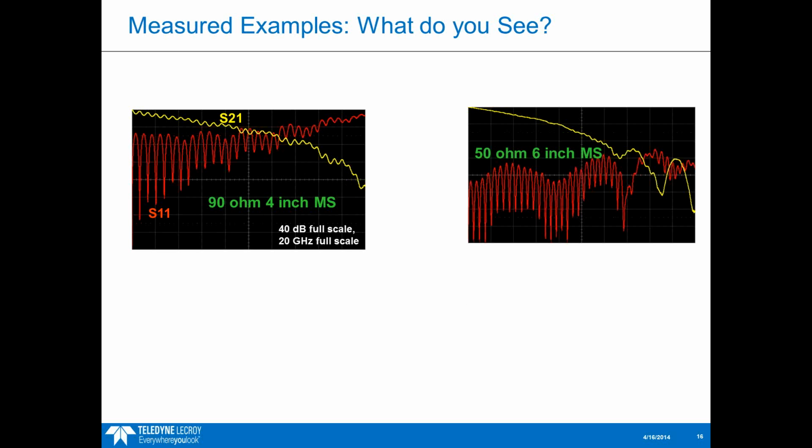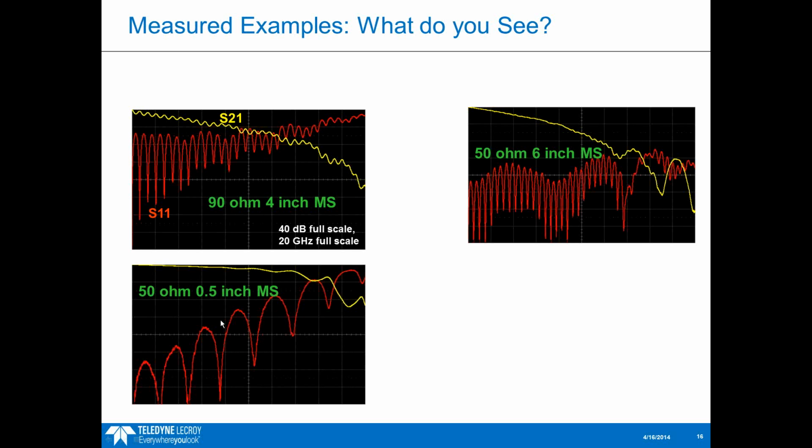This is a 50 ohm 6-inch microstrip, and you can see some of the effect of the connectors here. If we look at this 1/2-inch microstrip trace, this is pretty interesting to contrast with the 6-inch trace, because now you can see how much wider the ripple looks for this really short trace versus the 6-inch trace, where the ripple is narrower in the frequency domain.